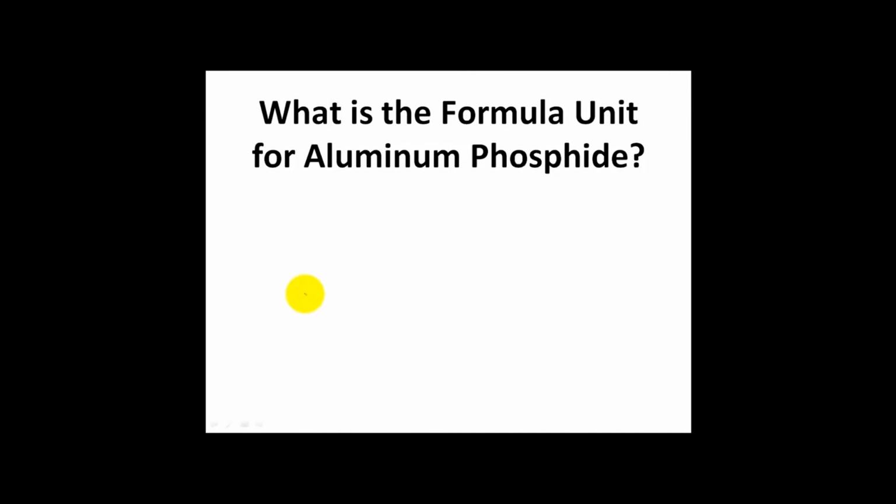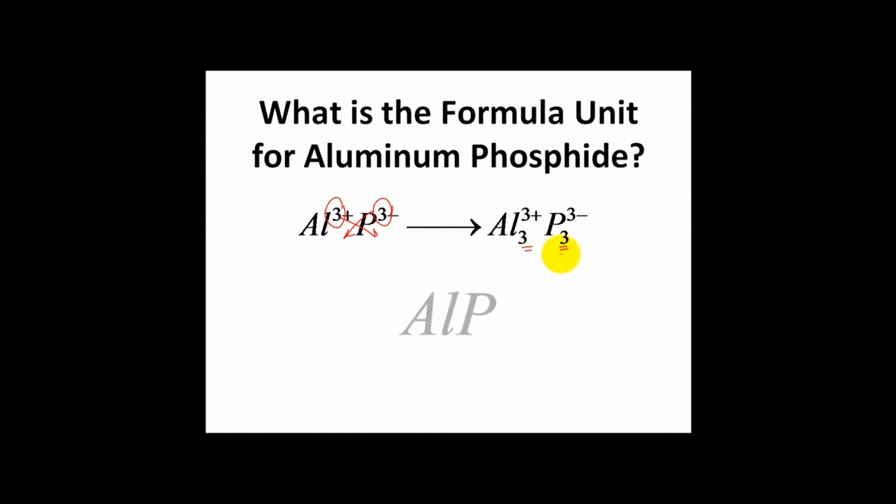Alright guys, please try the formula unit for aluminum phosphide. Press pause, take a shot at it, please. Okay, I hope this is what you got. Aluminum has a 3+ charge, phosphorus has a 3-. You crisscross them, and I end up with 3 and 3 at the bottom. And you know the drill by now. Whenever I have common numbers at the bottom, I can reduce them. I'm going to reduce it down to Al1P1, and that's AlP.